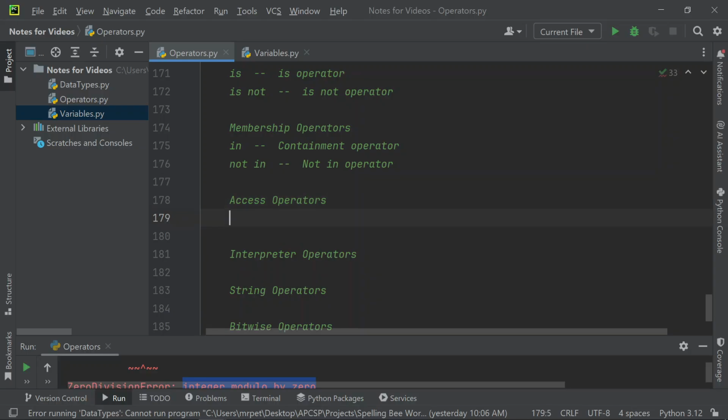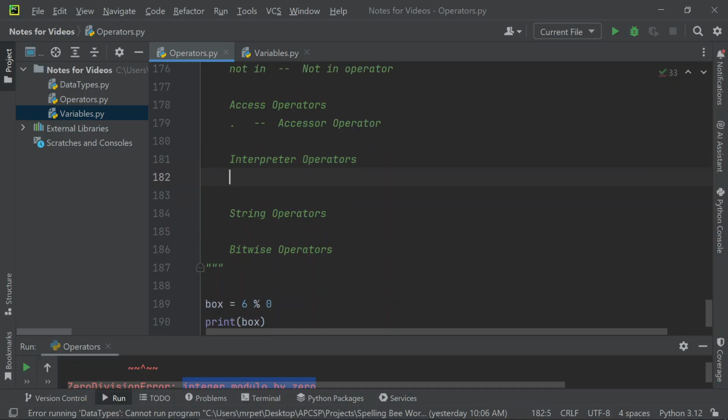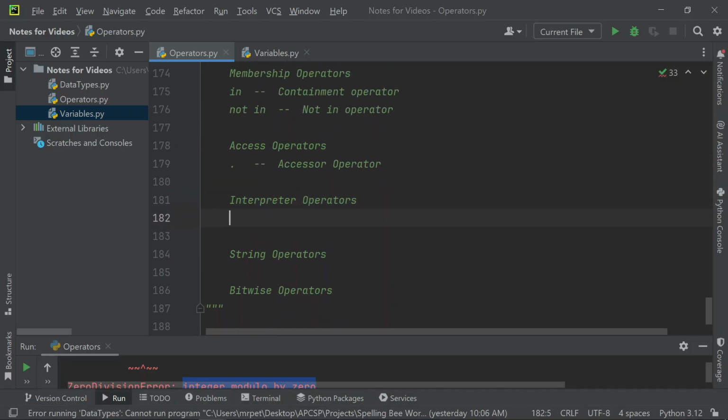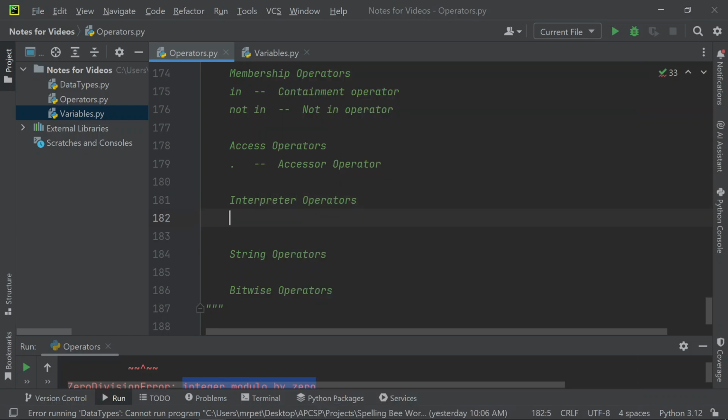Okay, access operators. We do use the period for accessing things when we start talking about objects and classes. We will talk about this, but for now, we just call this the accessor operator. Moving on, there's only one access operator. Don't quote me on that. There's some other niche things that you might call access operators.